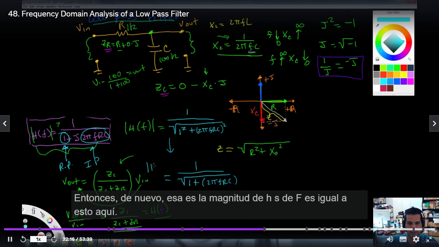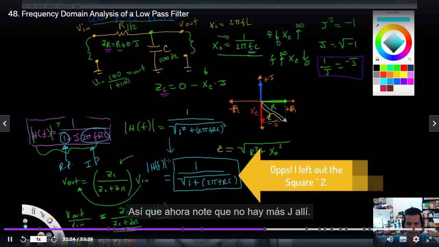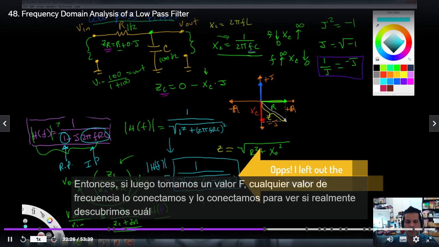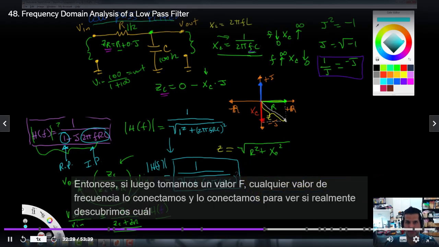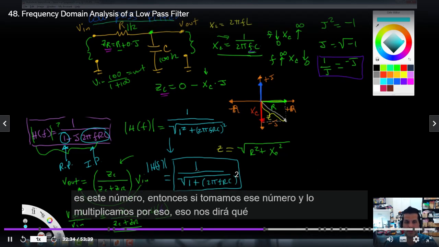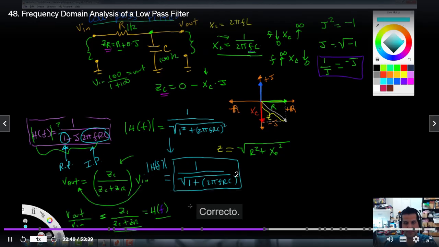So again, that is the magnitude of h sub f equals this right here. Notice there's no more j in there. If we take any frequency value, plug in the R and the C, we'll figure out what this number is. Then if we multiply that number times v in, that tells us what v out is. That's all there is to that.